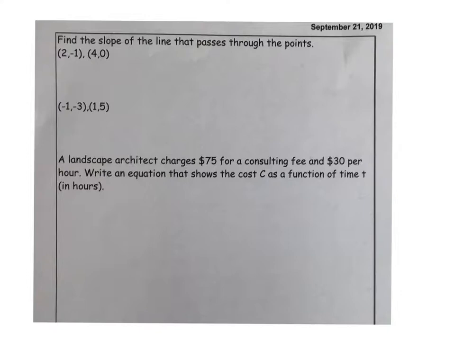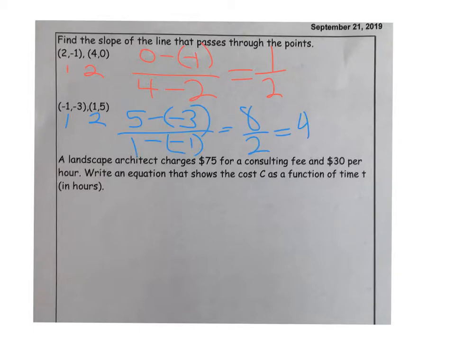I'm going to treat this as point 1 and this as point 2, so it's going to be change in y, 1 minus negative 1, over 4 minus 2. That's going to be equal to 1 over 2. So the slope is 1/2. I'm going to pause here for a second, and you try the next one. So there we go, the slope should be 4 for that one.